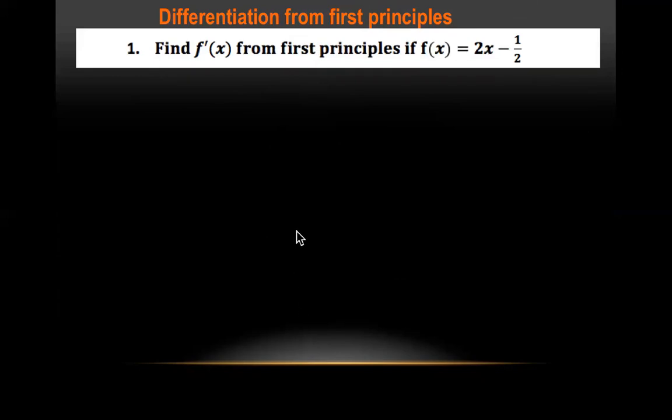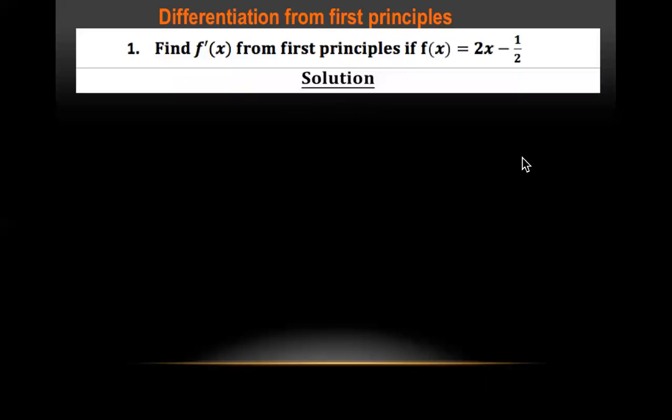So let us first look at this example. Find the first derivative from first principles if f of x is equal to 2x minus 1. One thing you need to remember before even going on is that the question contains f of x.